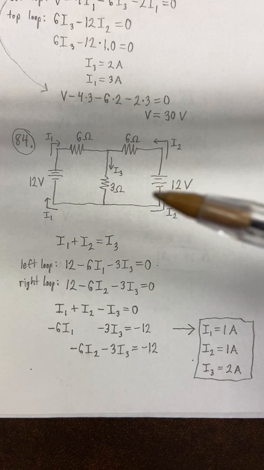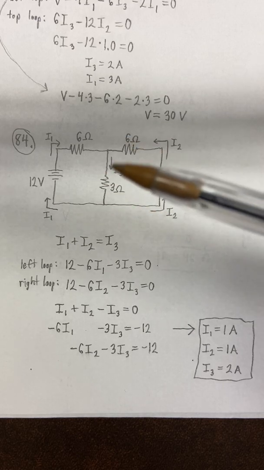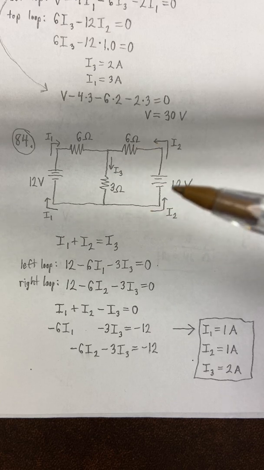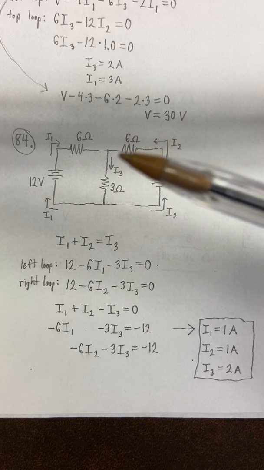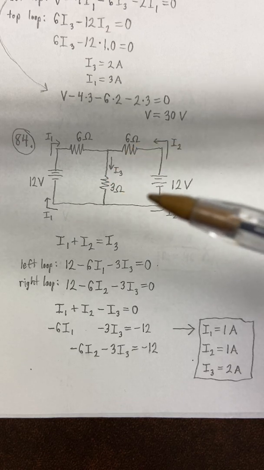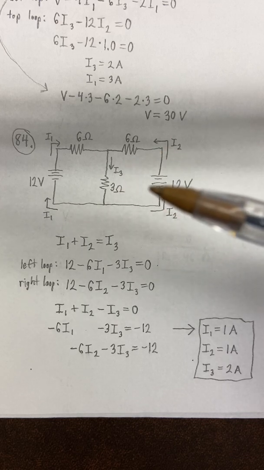In the right loop, it's convenient to just go counterclockwise. Okay, so if I go counterclockwise, I start at the battery, so 12 voltage jump, minus 6I2, because my chosen direction lines up with the current, and then minus 3I3 for the same reason.